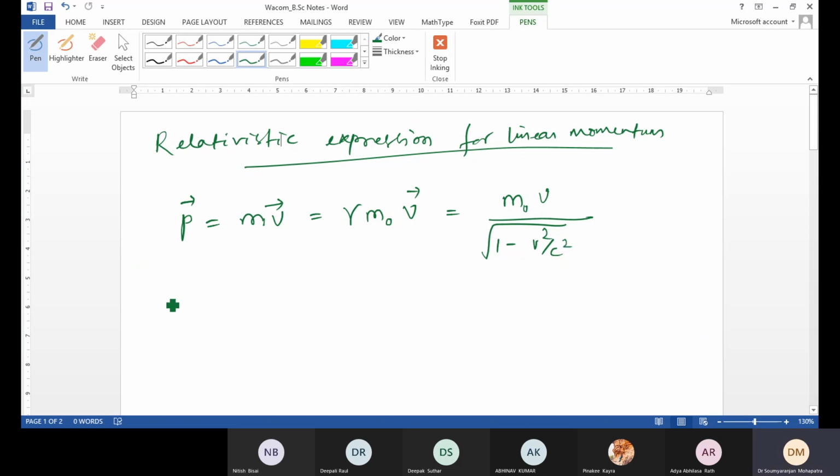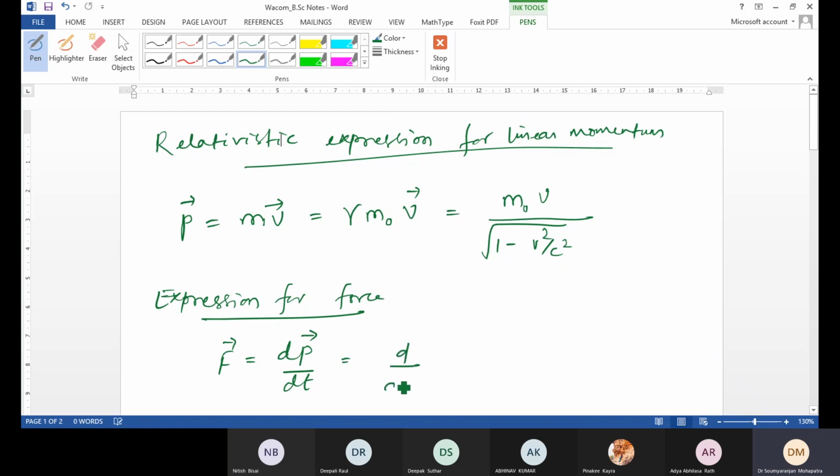Similarly, we will find the expression for force. According to Newton's second law, force is the time rate of change of momentum, so it is dp by dt. I can write it as d by dt of p, and we know p is m naught v divided by the square root of 1 minus v square by c square.